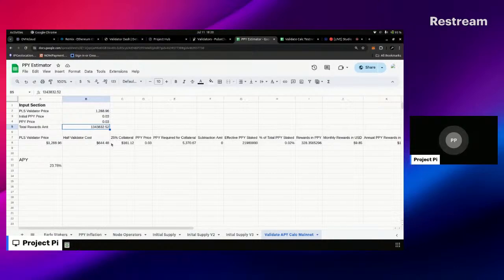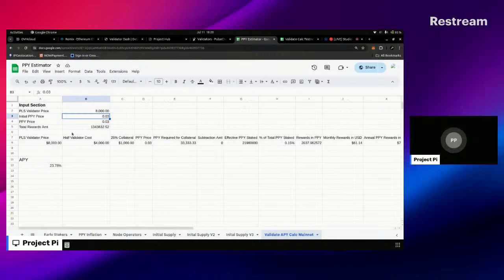Now let's do this first. Let's actually increase the validator price. So let's say over time, the price of Pulse does go up significantly. Let's go back to March numbers, so it was roughly 8,000 or so. The Pulse validator price in itself, what you would notice is that the APY actually would stay fairly consistent, 23.78, even with the Pulse price increasing.